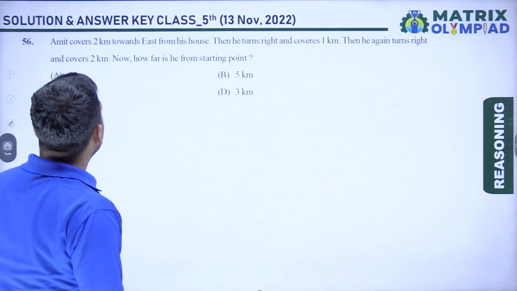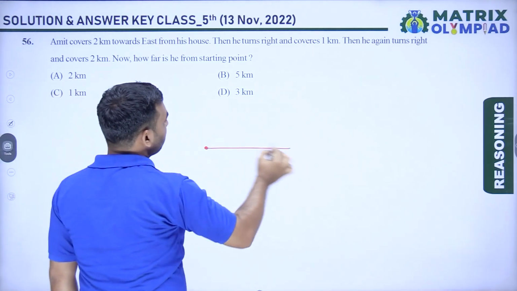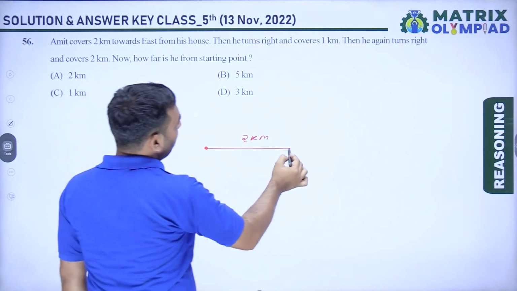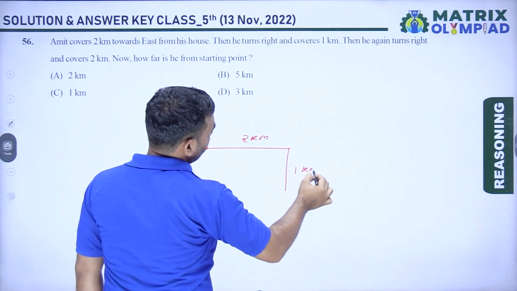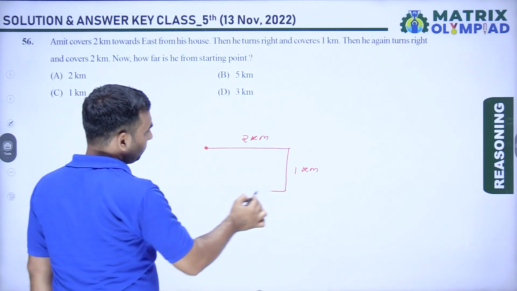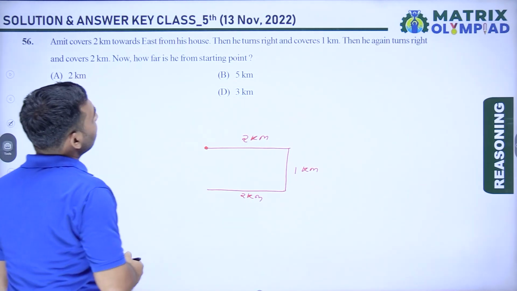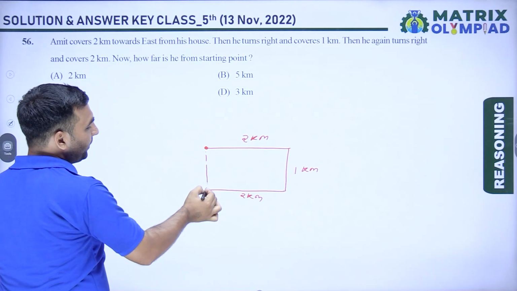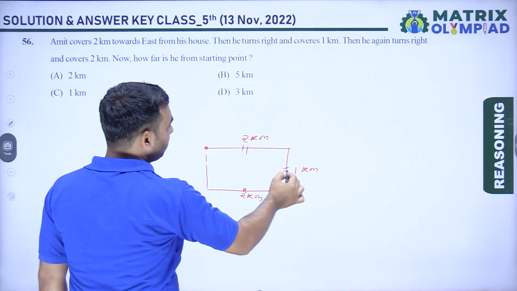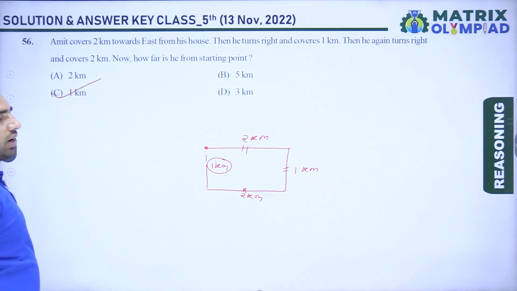Next question is, Amit covers 2 kilometers towards east from his house. Then he turns right and covers 1 kilometer. Then he again turns right and walks 2 kilometers. How far is he from the starting point? This is the distance between the starting and ending point. If this is 2 kilometers, then it's also 2 kilometers. If this is 1, this is also 1 kilometer. Our answer is option C.